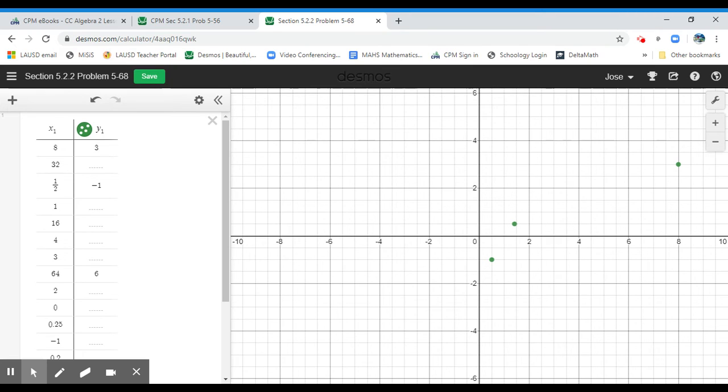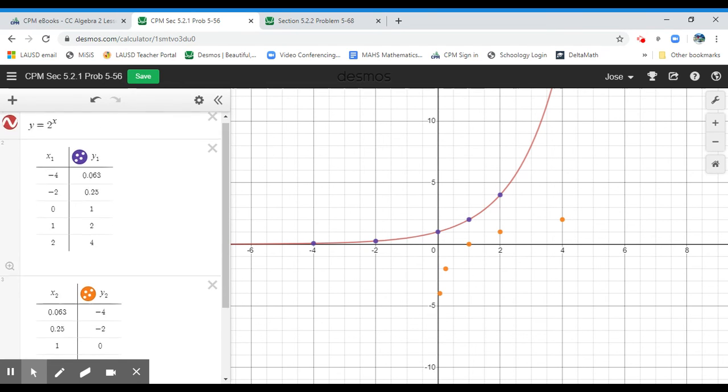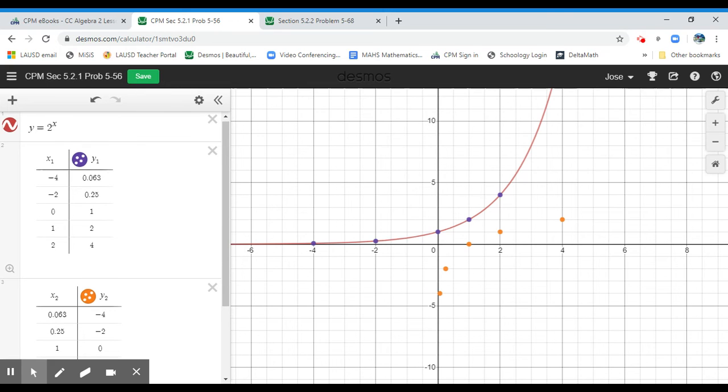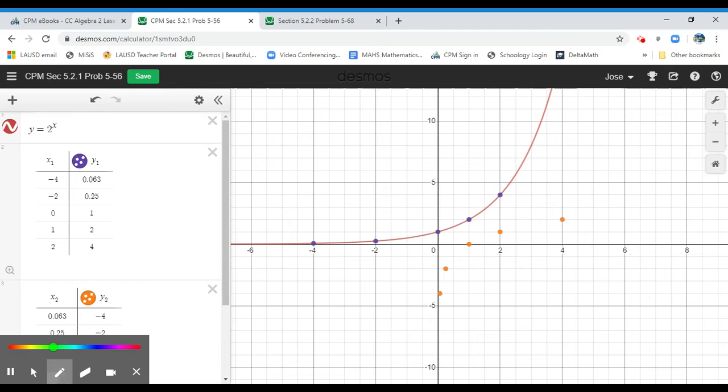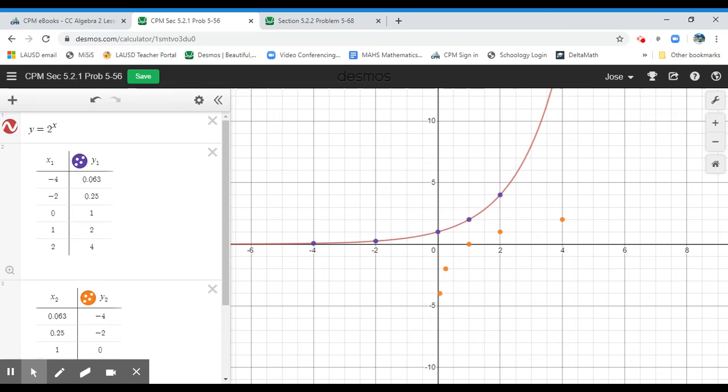Now we've got to figure out what the missing values are here. So what are my missing values here? We had said that we were doing this before, and this is the problem from section 5.2.1, problem 5-56. Look at what we did here, right? This is my exponential function, and we used these same points and we switched them around, and it gave me the other orange points, which is the inverse, right? So let's think about the relationship here. What do we notice is happening between these two graphs?